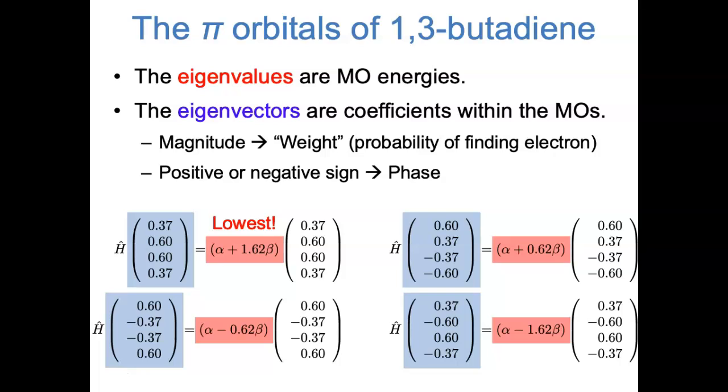Okay, so now we're ready to take these equations and translate them into pictures, and we're going to do that one by one. So first we'll start with this lowest energy orbital. You can see that its energy is alpha plus 1.62 beta, and that the sign of the orbital is positive all the way across the molecule, and that it has the most weight on atoms 2 and 3.